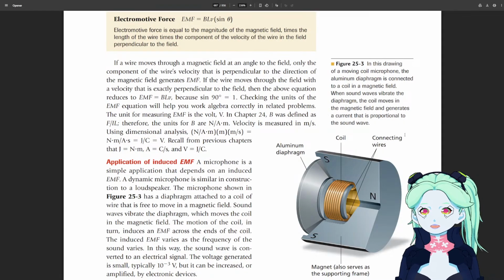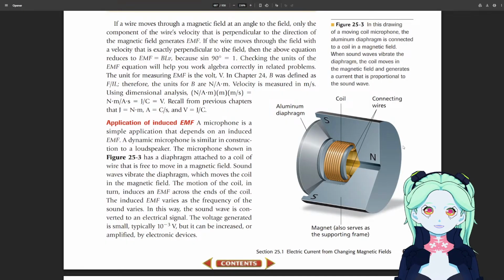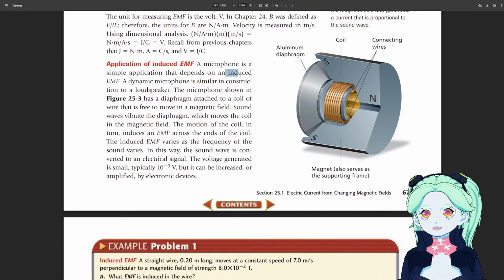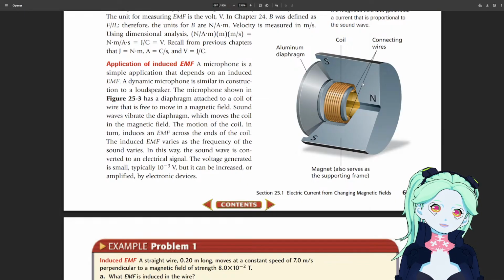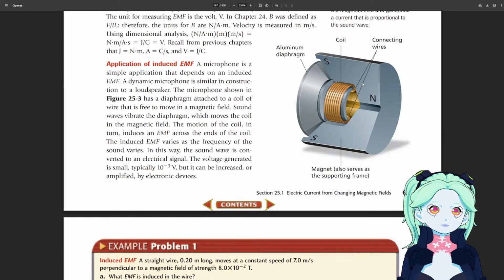Okay, so what you're saying then is that a microphone is a simple application that depends on an induced EMF. A dynamic microphone is similar in construction to a loudspeaker. The microphone shown here has a diaphragm attached to a coil of wire that is free to move in the magnetic field. Sound waves vibrate the diaphragm, which moves the coil in the magnetic field. The motion of the coil, in turn, induces an EMF across the ends of the coil.